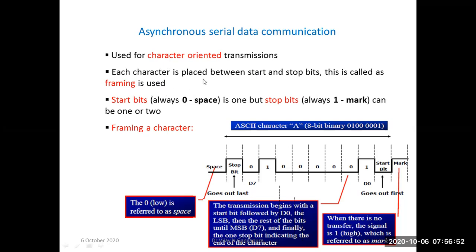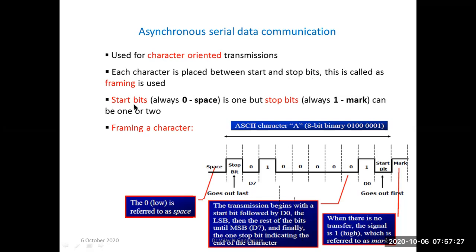Framing is used so that the byte or character being transmitted can be satisfactorily received at the receiver end. For that purpose framing is used. The start bit is added at the beginning, and at the end a stop bit or stop bits are added, so that at the receiver end, the receiver can understand when that 8 bits of data, or 1 byte of data, is starting and ending.